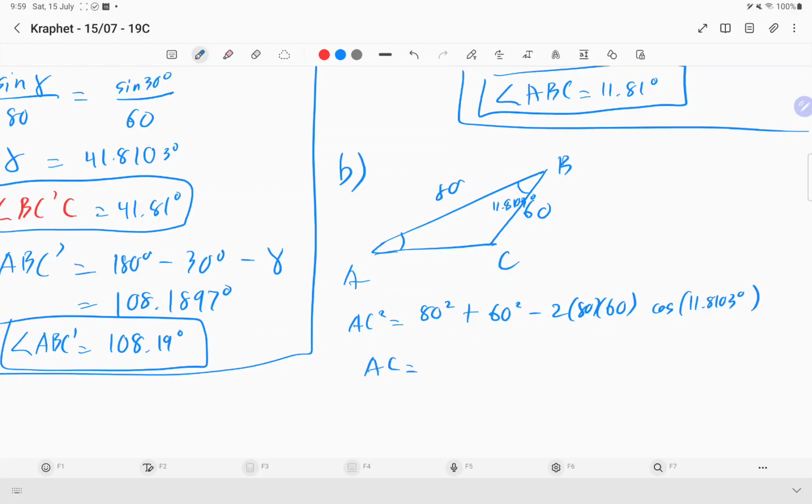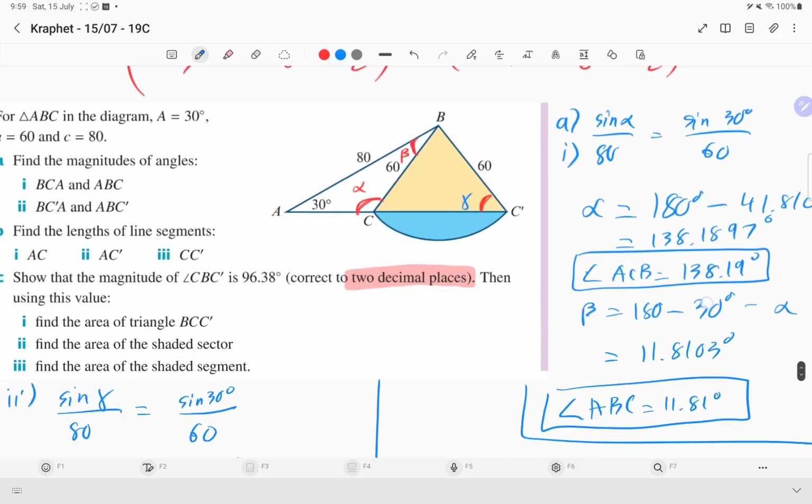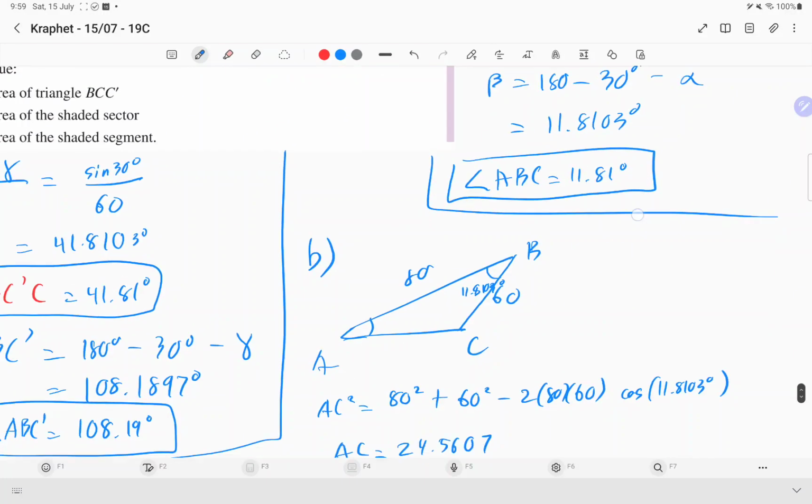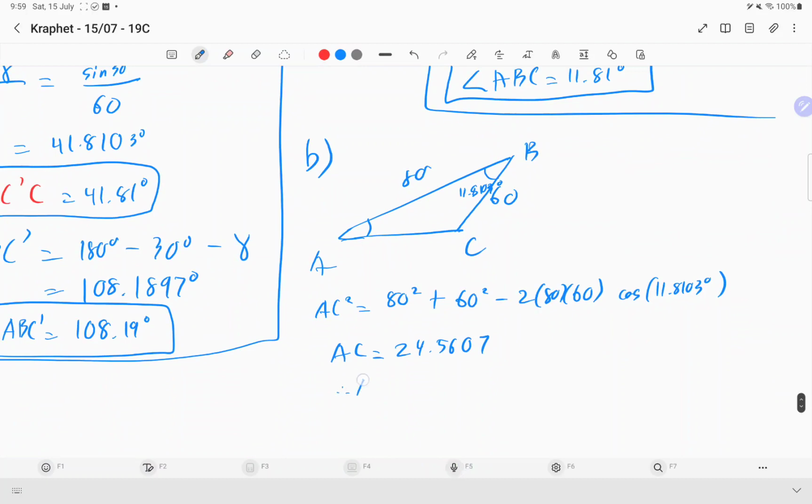Okay, just punch that in. 2 times 80 times 60 times cos of 11.8103. So AC is 24.5607. What was the unit? Oh, no units. Then we'll just leave it. Therefore AC equals 24.56.